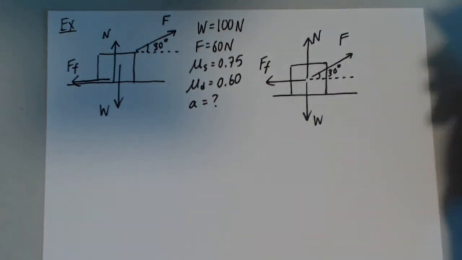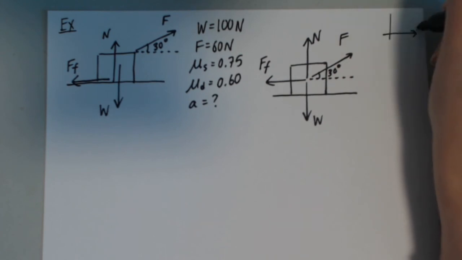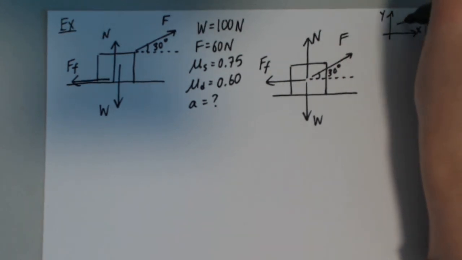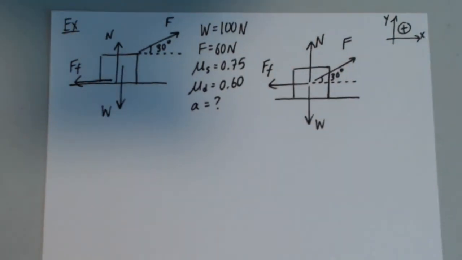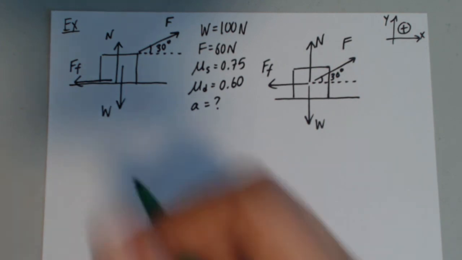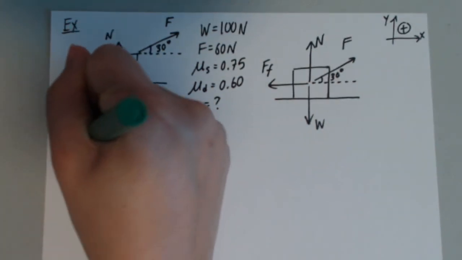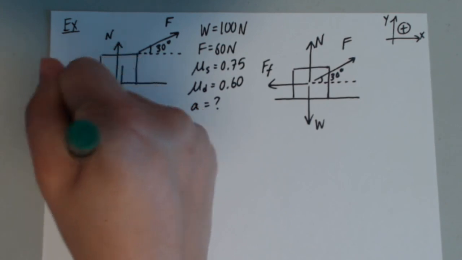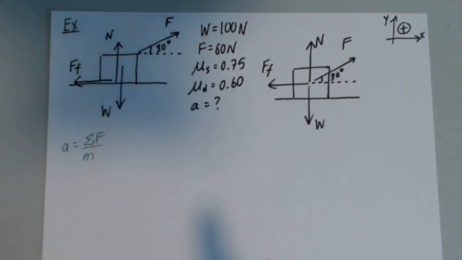Okay, so because we're dealing with x and y directions, I'm going to define my positive coordinate directions. So x positive is to the right, y positive is up. And we're looking for acceleration. That means we're dealing with Newton's second law. Hopefully you can see that already. Acceleration is the sum of the forces divided by mass. At the end of the day, that's what I need. And I have forces acting in my x direction and in my y direction.